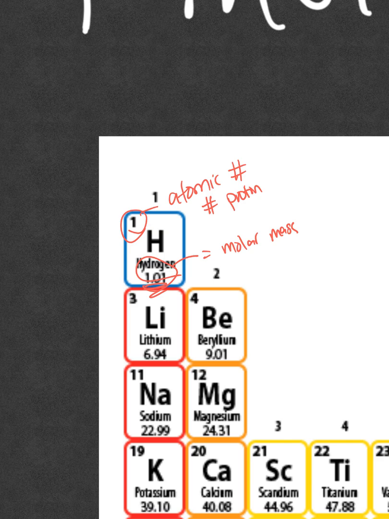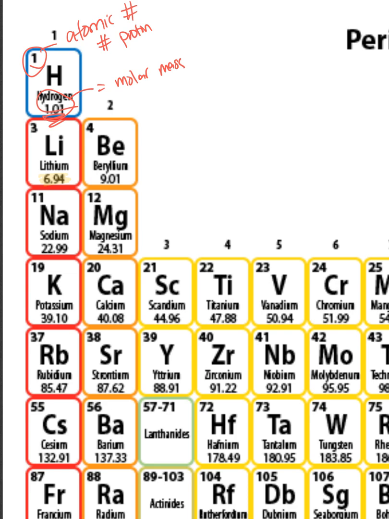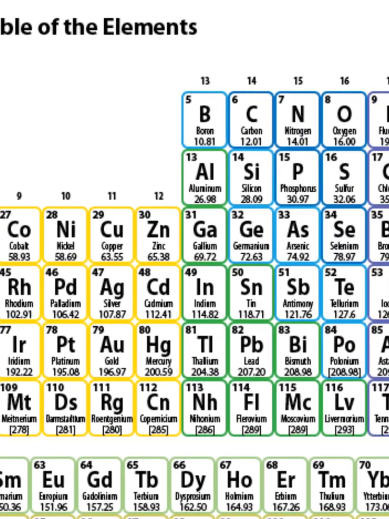Now, this is true for all the elements that we have here. For example, we have lithium. The molar mass of lithium is 6.94. The molar mass of scandium here is 44.96. It doesn't matter what element we talk about, the average atomic mass is also the molar mass. So phosphorus, 30.97, oxygen, 16.00. It's all right there for you on the periodic table.